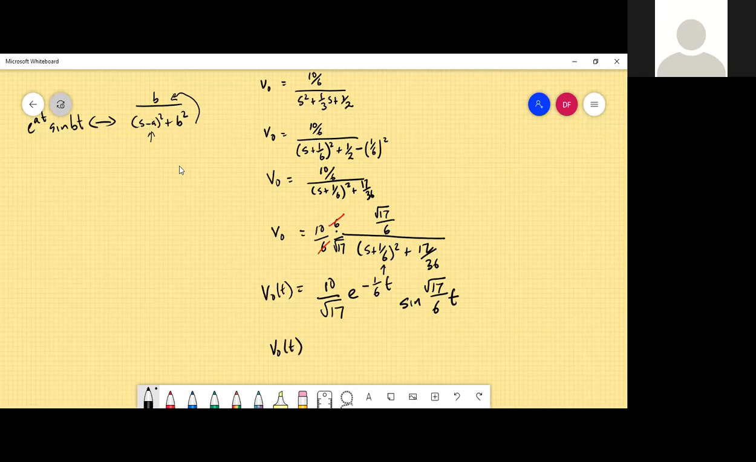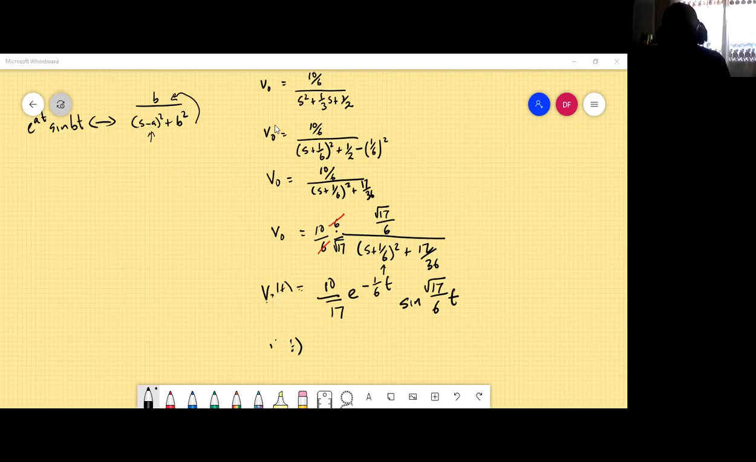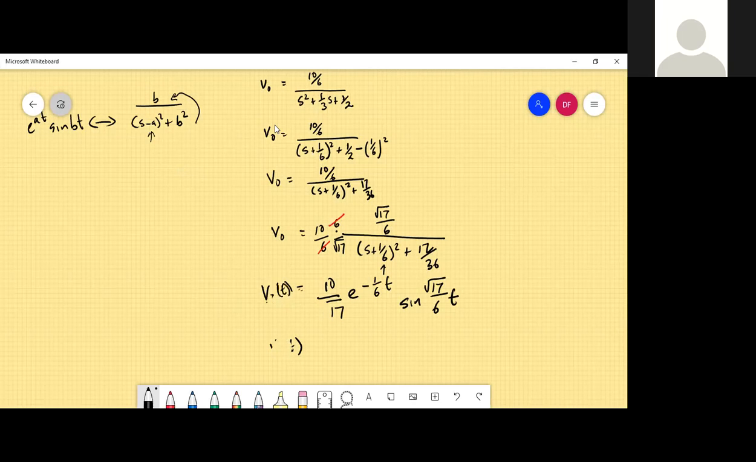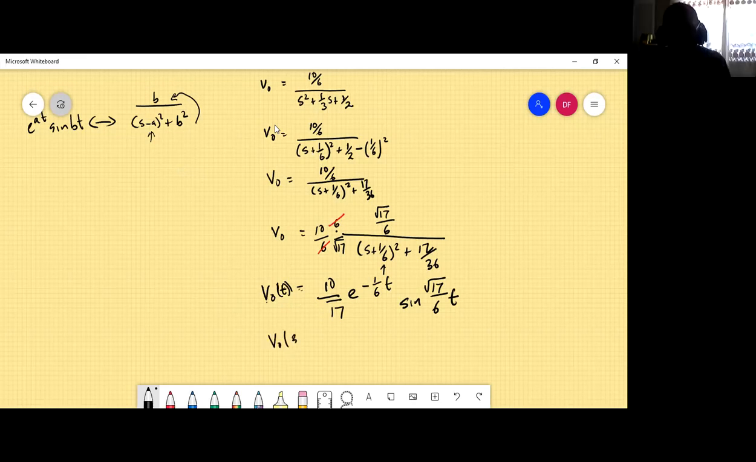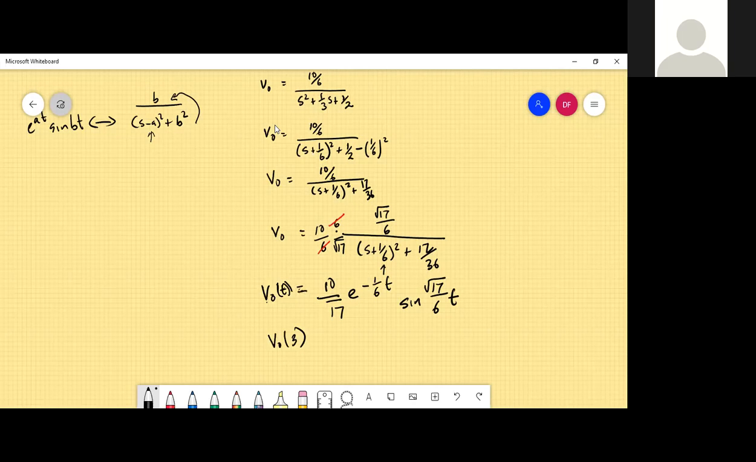Sir, that part where you had root 17 over 6, where did that part come from? What did you use to get that? In the line above where you're writing now, I'm asking why you have 6 over root 17 multiplied by that numerator.